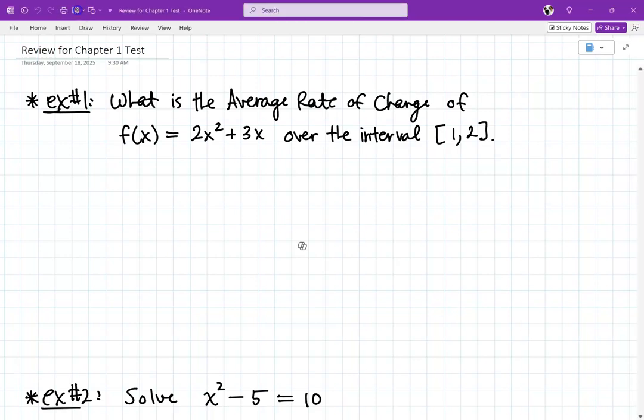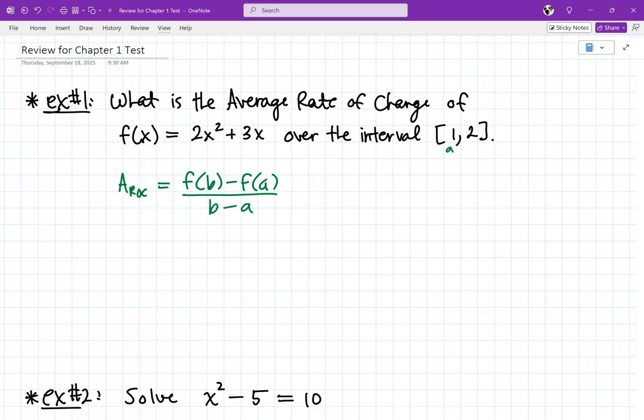But here we go. So example number 1, there's going to be one problem that's going to ask you what is the average rate of change of a function over a specific interval, right? There is a formula for this, and it's not a hard formula, especially if it's written for you. The formula is this one right here. This is average rate of change. We call it the AROC, is f of b minus f of a over b minus a.